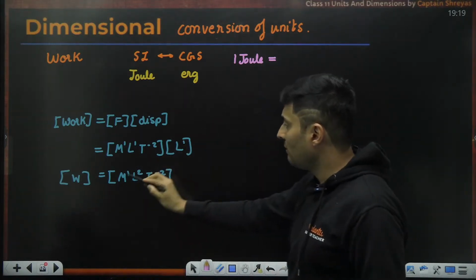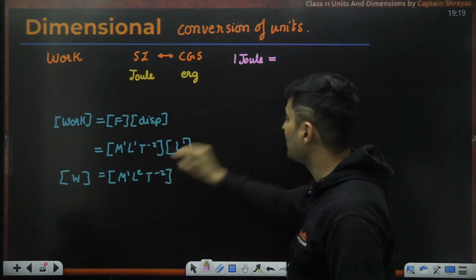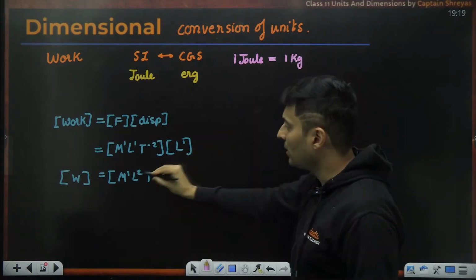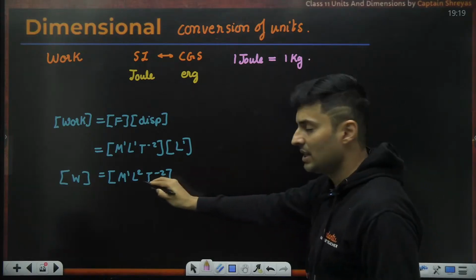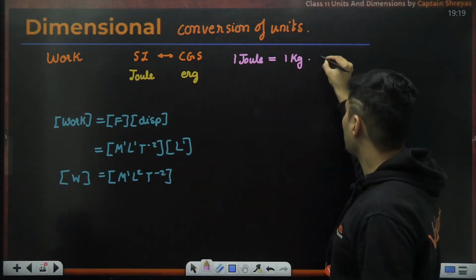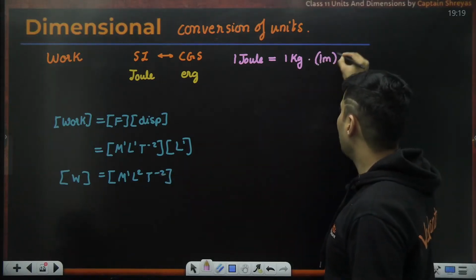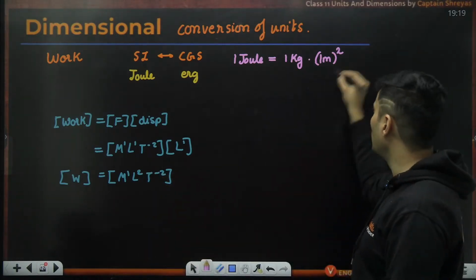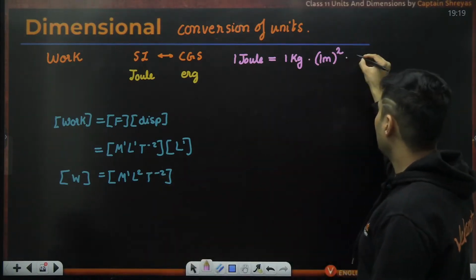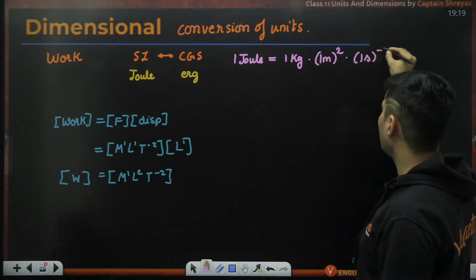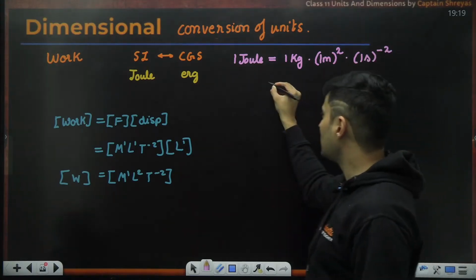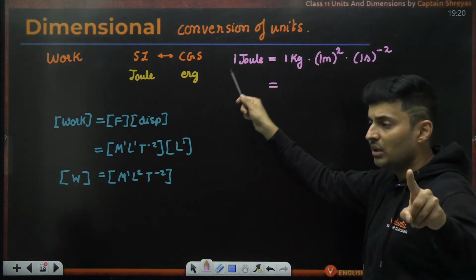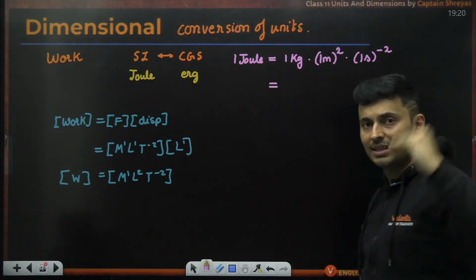A joule in fundamental terms will have mass, which is going to be 1 kg whole raised to 1. Then length will be measured in meters, so a meter, but I have to square it because length's dimension has been raised to the power 2. Next, time is measured in second, but it will be raised to the power -2. So I have written down the main unit in fundamental units of SI system.